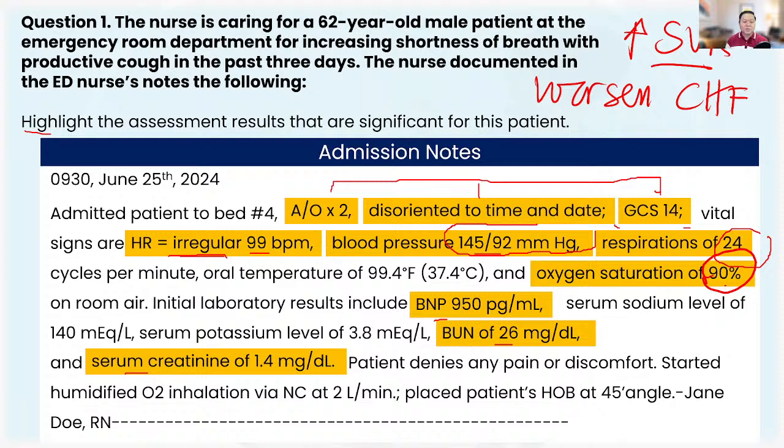All right. Now, talking about the respirations of 24. That's easy to spot right there. Tachypnea, that is the term that we call that. It's the rapid breathing. And it could mean that there is respiratory distress, or this is a compensation to the low oxygen level. Because of the 90% oxygen saturation, the body will trigger the lungs to work harder, to breathe faster in order to attempt to replenish the body of oxygen.